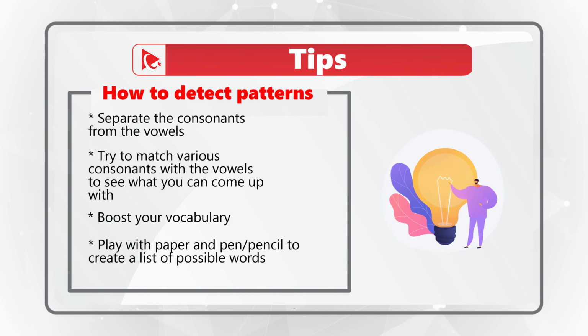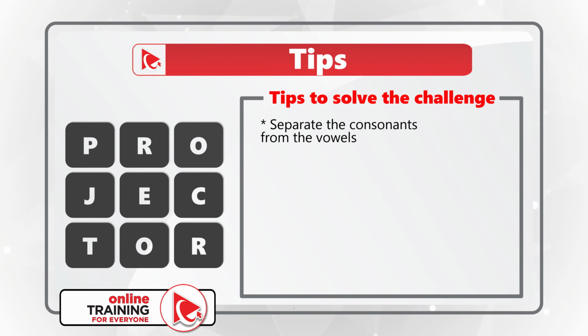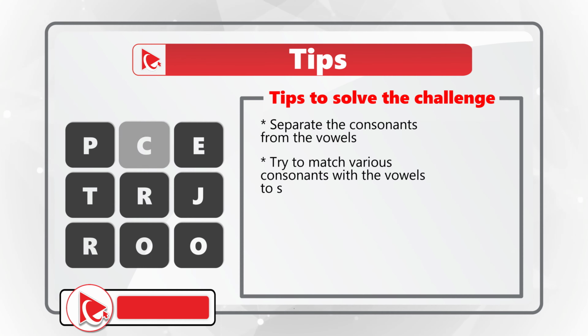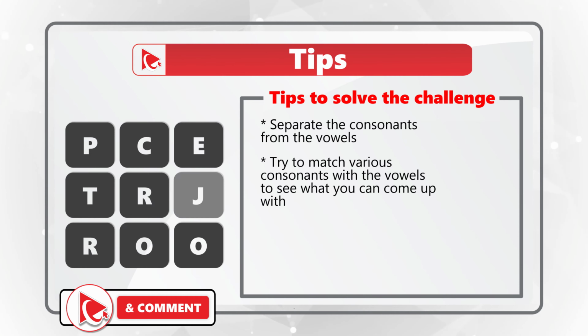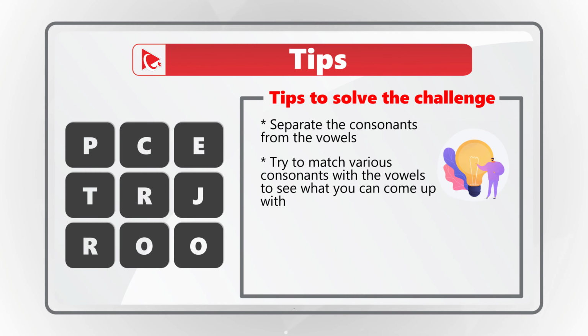And here are some tips I'd like to share with you to help you solve these types of challenges in the future. One idea might be to separate the consonants from the vowels. For example, the consonants here are P, C, R, T, J, R, and the vowels are E, O, and O. As you separate them, you can start building the word. For example, P-R-O is the set of letters that can start the correct word projector and can lead you to the correct answer.